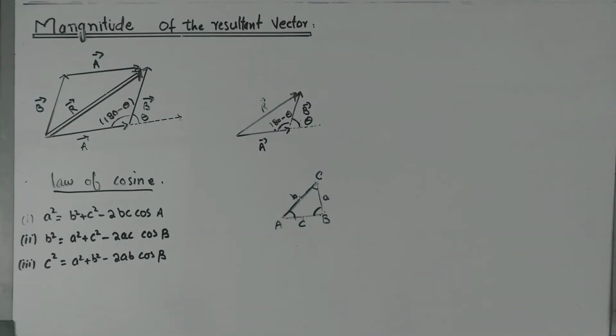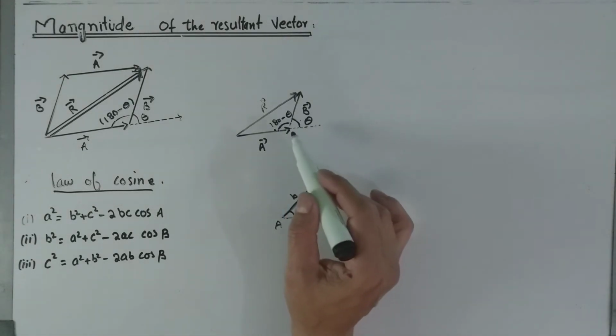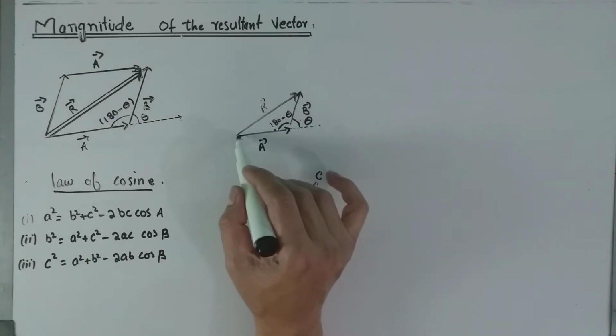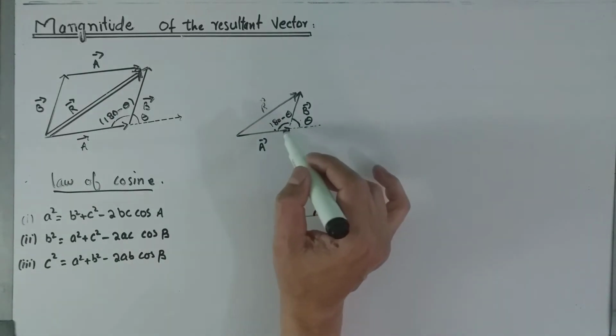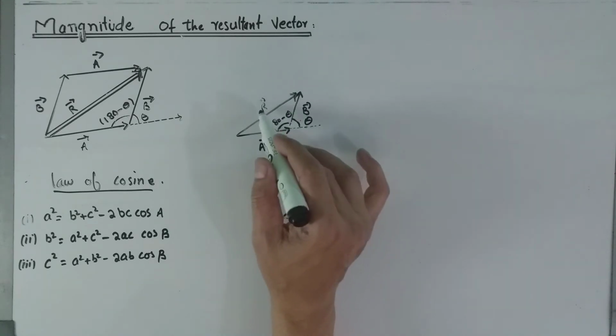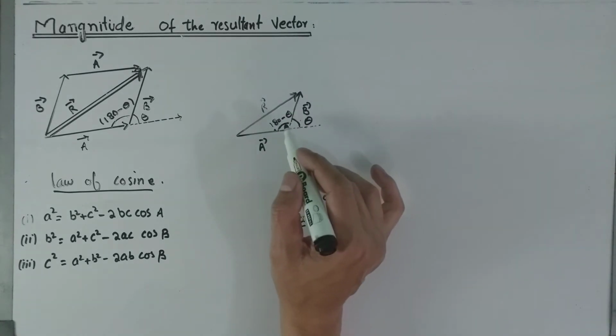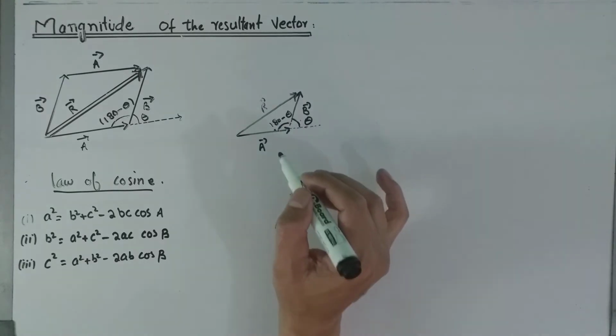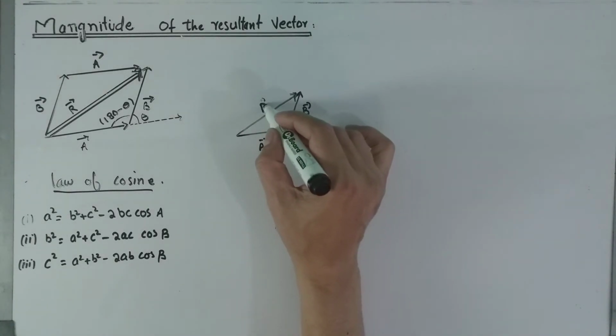Some of the things will be given here, and for the remaining you have to use the law of cosine, the law of sine, and the trigonometric ratios, and then you can find the values of all three sides and all three angles. In this case, this is also a triangle. Vector A and vector B make an angle of 180 minus theta with each other, and R is the resultant vector. So these three vectors, A, B, and the resultant vector, make a triangle.